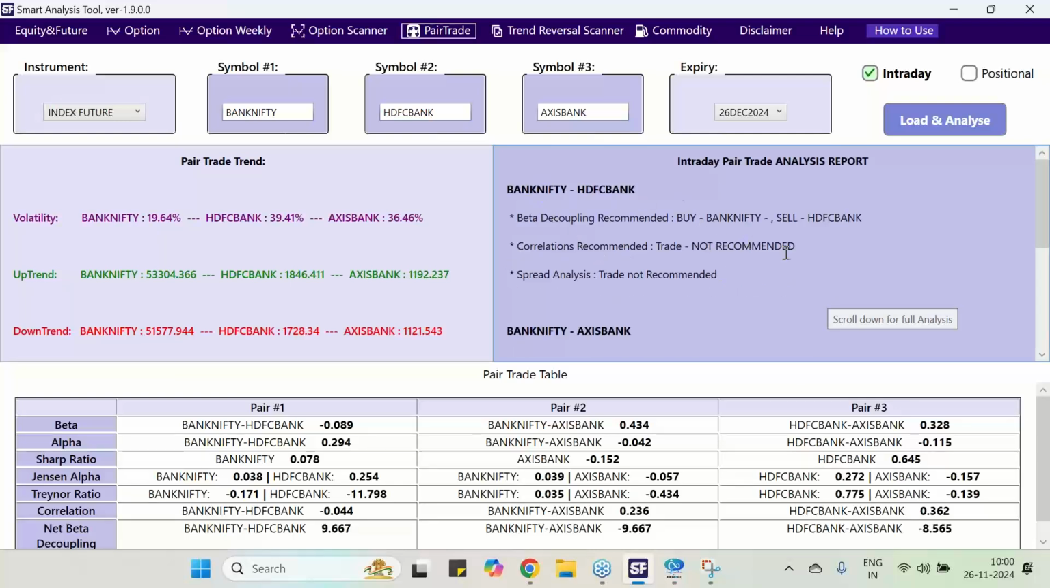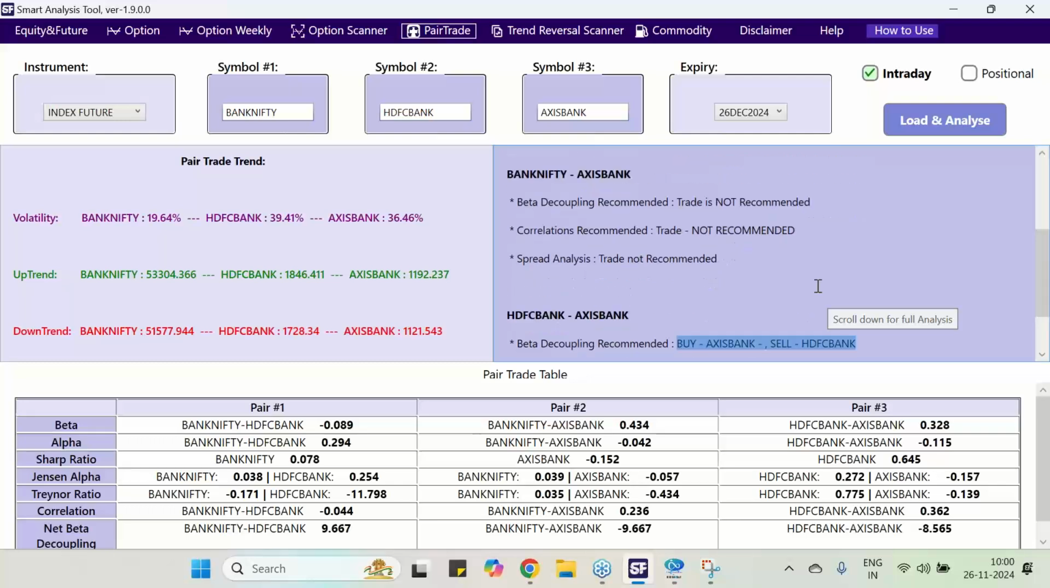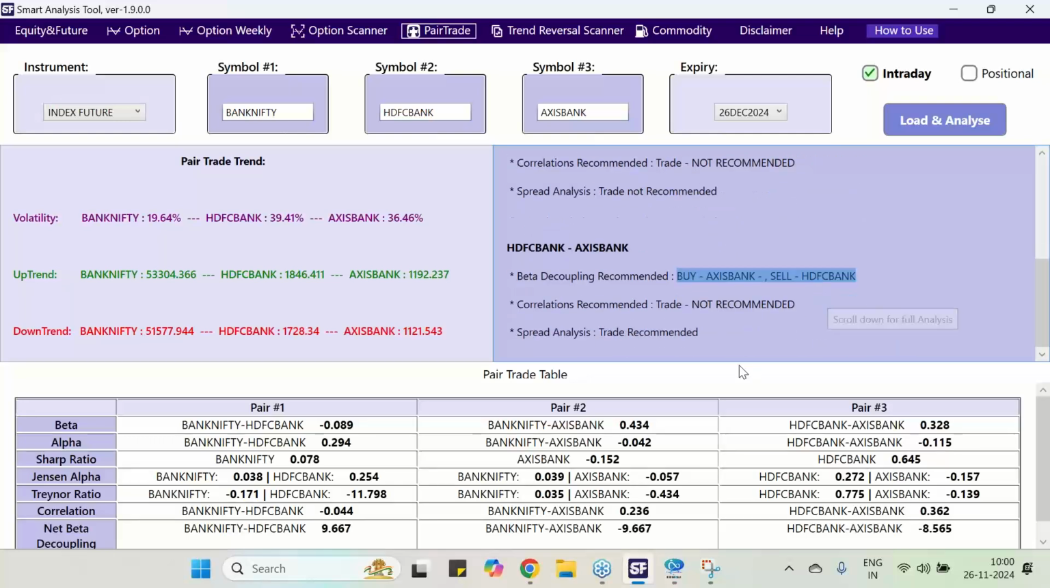बैंक निफ्टी एचडीएफसी में है बट 2 स्टडीज इसको कंट्राडिक्ट कर रहे हैं, कोरिलेशन एंड इसमें कंट्राडिक्ट कर रहा है. बट एचडीएफसी एक्सिस में ओनली correlation is not recommending, so it should be hedged perfect definitely. Otherwise correlation not recommending means you must hedge it, you should not skip the hedging. ये इंट्राडे के लिए है.